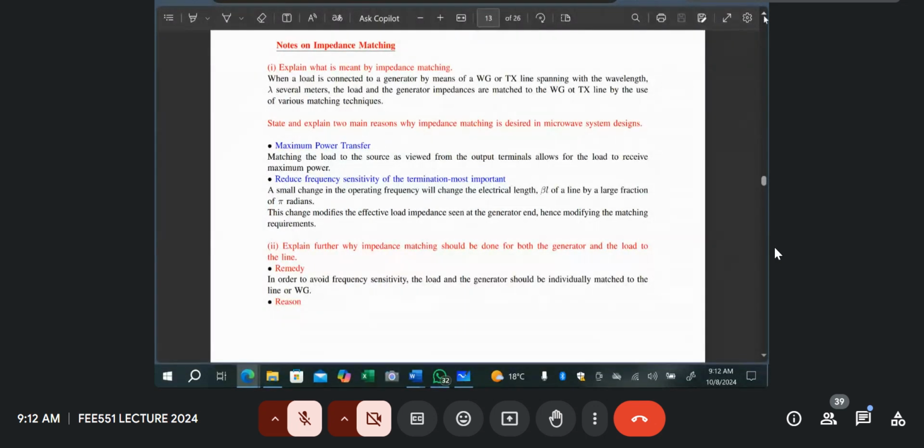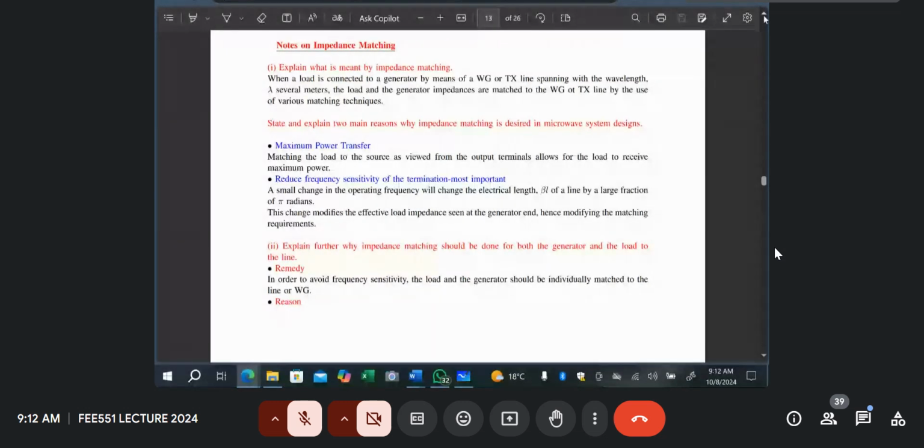That also works for just power systems, but for us, the key thing in communication is the frequency sensitivity of the termination. So a small change in the operating frequency will actually change the electrical length, beta L, of a line by a large fraction of pi radians. You may think it's a small change because beta is actually 2 pi over lambda, and that lambda is affected by the frequency. So if you multiply by the length, then you realize it's actually changing a lot.